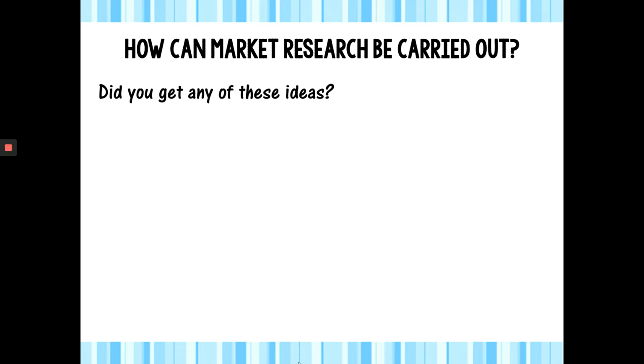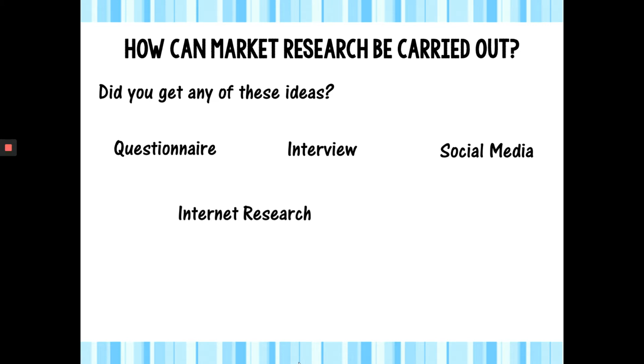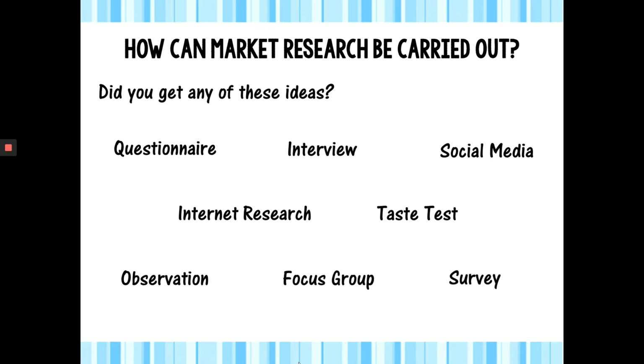So did you get any of these ideas here? Did you get a questionnaire? Did you get an interview? Again, a method that can be used to find out what people think. Did you get social media? Again, a more modern way of finding out people's thoughts, opinions, etc. What about internet research? An easy way to go and find out about local businesses or what else is out there in the market. A taste test. We've also got observation, focus group, and survey. These are all examples of different types of market research.